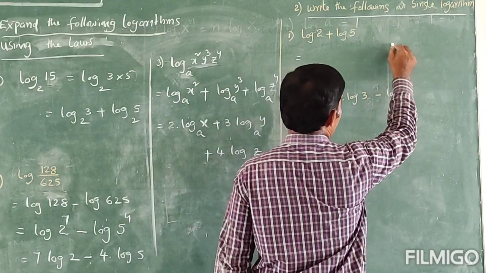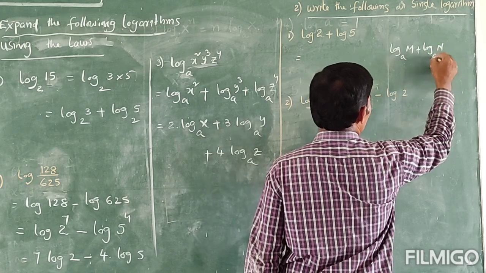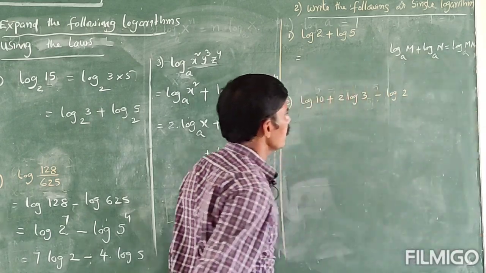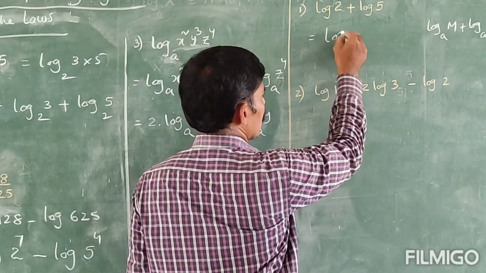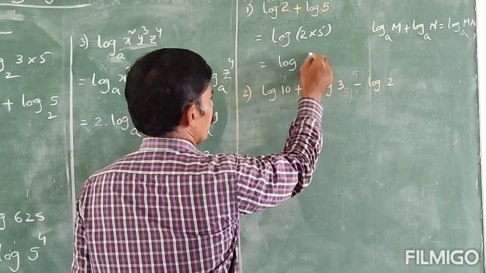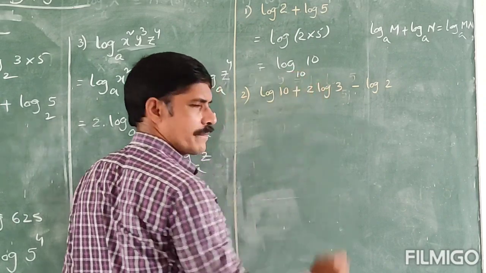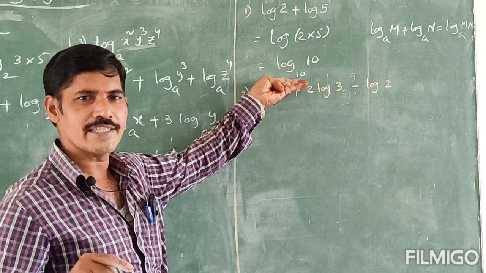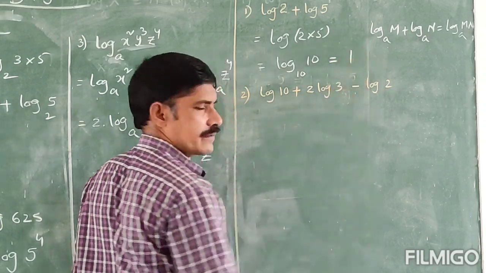I am writing the formula here. Logarithm of m to the base a plus logarithm of n to the base a is there. We can write it as logarithm of mn to the base a. In the same way, logarithm of 2 plus logarithm of 5 is there. We can write logarithm of 2 into 5. That is nothing but logarithm of 10. The base is not given. What is the base? 10. So what will you get? Logarithm of 10 to the base 10. Already you know one of the laws says logarithm of any number to the same base is equal to 1. So its answer is 1.